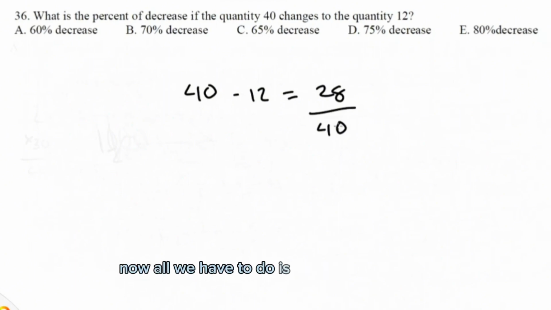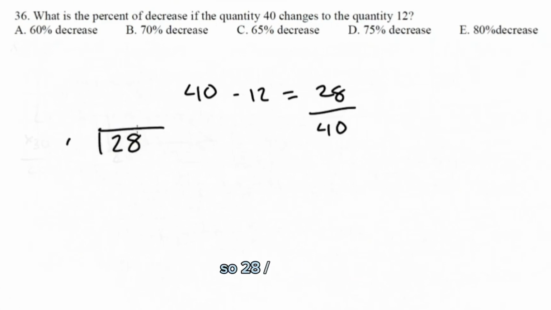Now, all we have to do is simplify this into a percent. So we're going to do that by doing division. So let's do that. 28 divided by 40. Okay, so 40 goes into 2? It doesn't, right? So that's 0. Does 40 go into 28? It doesn't do that either, so that's another 0. Now we're going to go into the decimals. Does 40 go into 280?